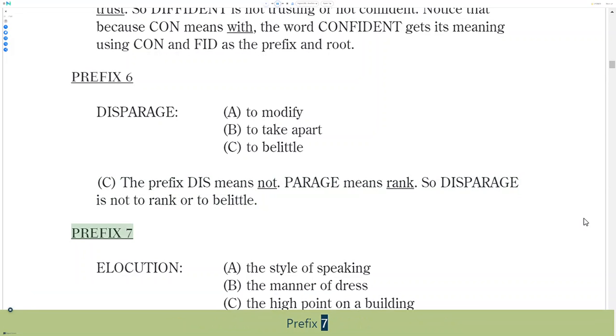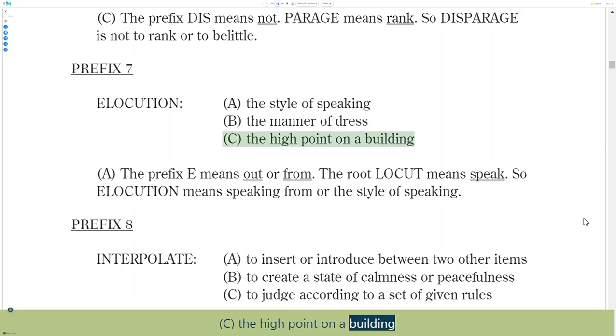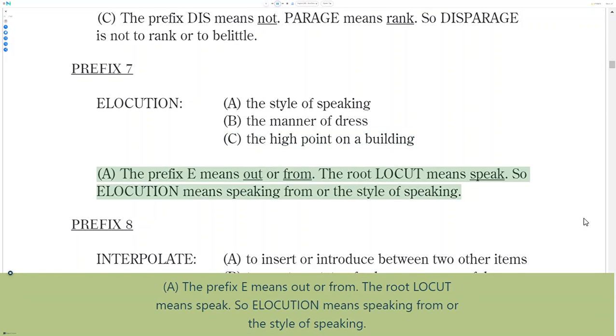Prefix 7. Elocution. A. The style of speaking. B. The manner of dress. C. The high point on a building. A. The prefix e means out or from. The root locut means speak. So elocution means speaking from or the style of speaking.